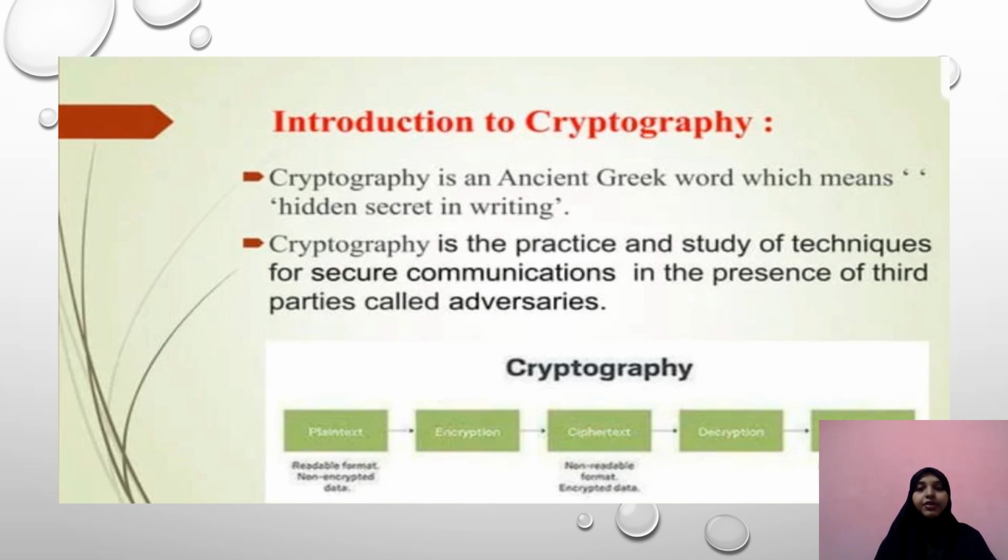Cryptography is an ancient Greek word which means hidden secret in writing. Cryptography is the practice and study of techniques for secure communications in the presence of third parties called adversaries. It consists of plain text, encryption, ciphertext, and decryption.